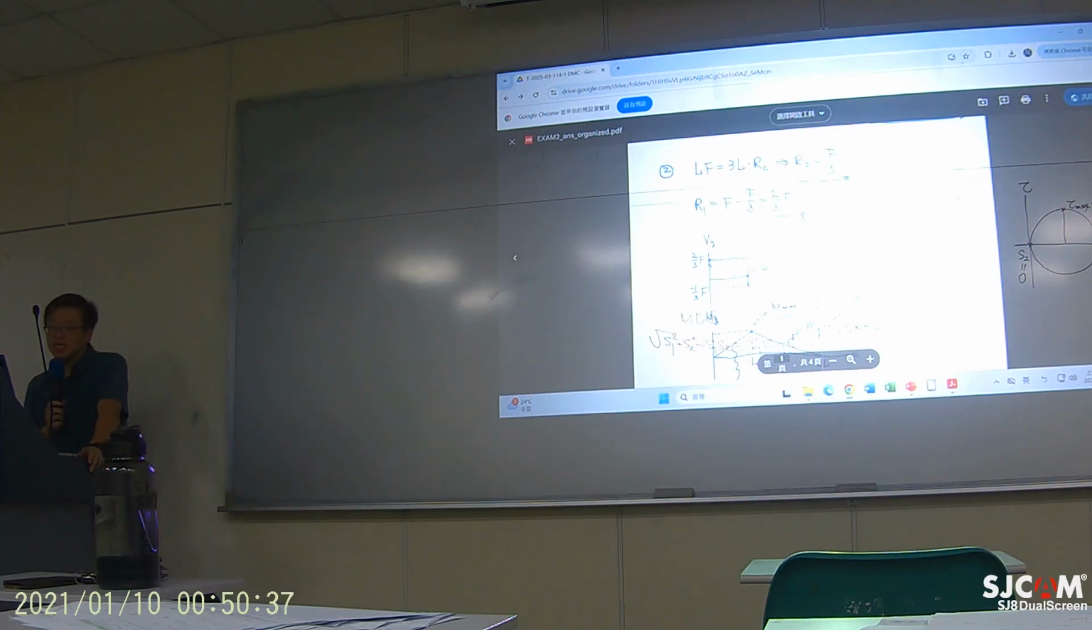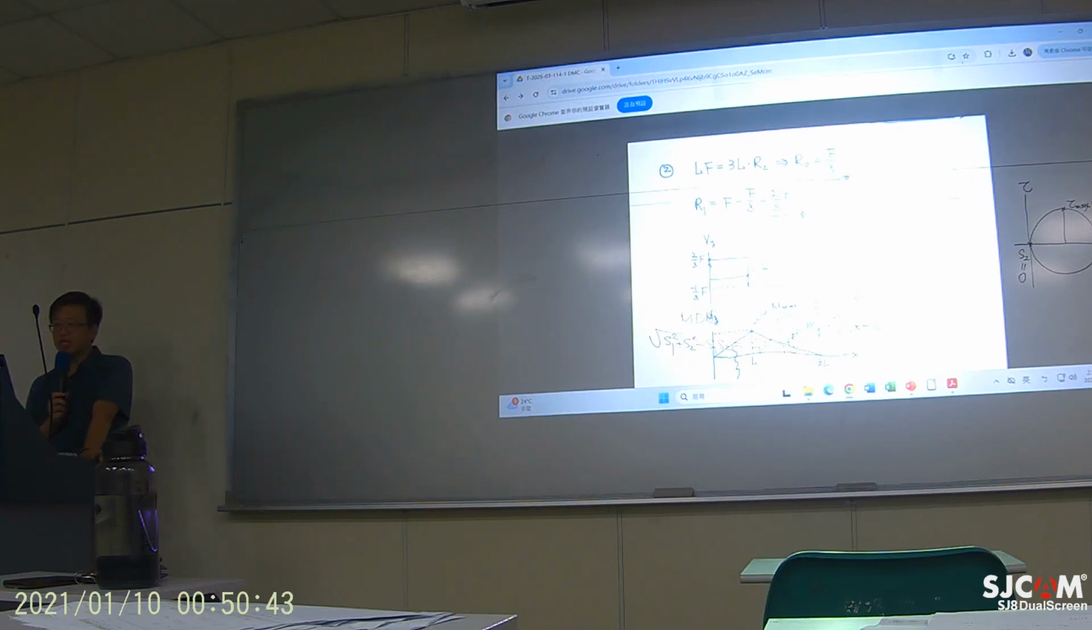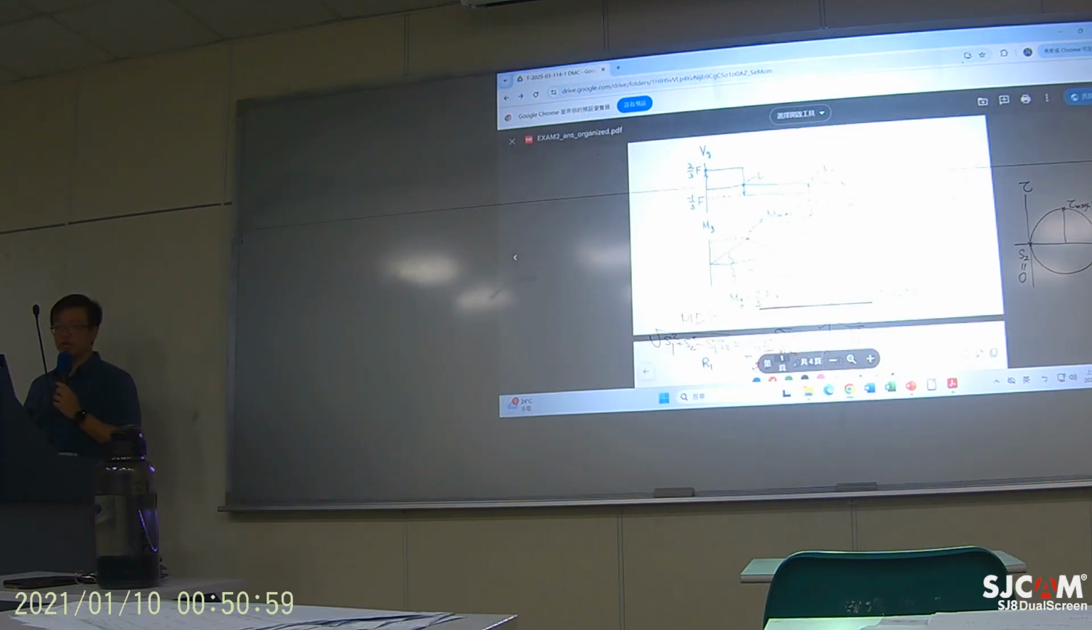From the drawing, it's very easy to determine the reaction forces. Basically, the left side is 2/3 of F. The right-hand side is 1/3 of F. Okay? And then if you draw the shearing force diagram, it's going to look like this. And if you draw the bending moment diagram, it looks like this.